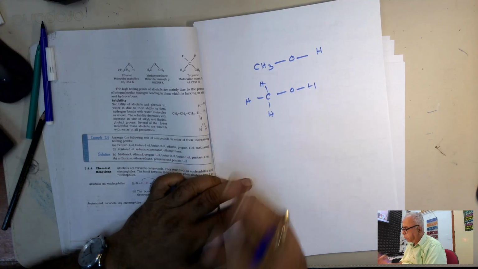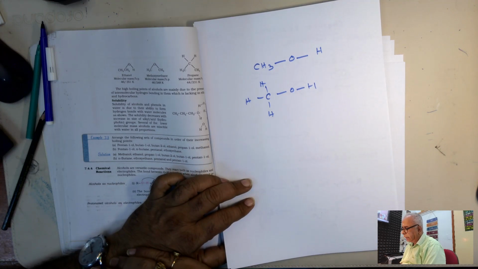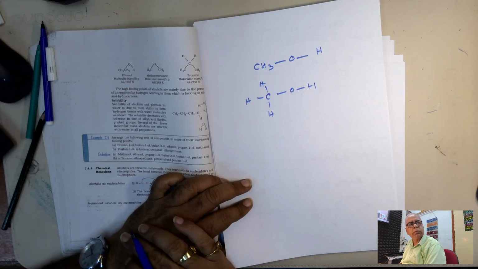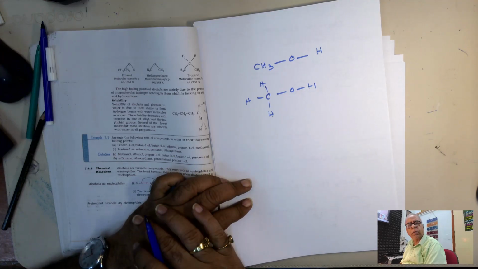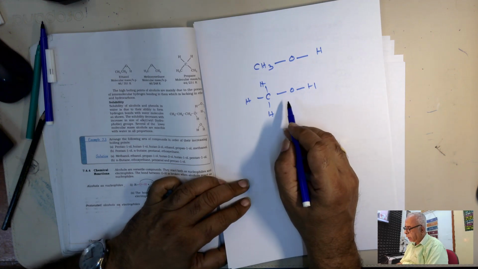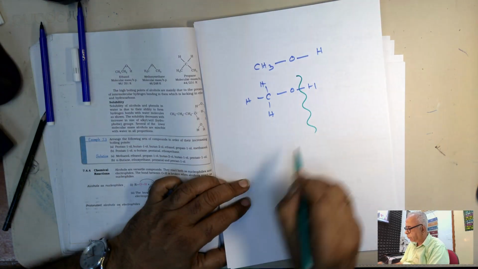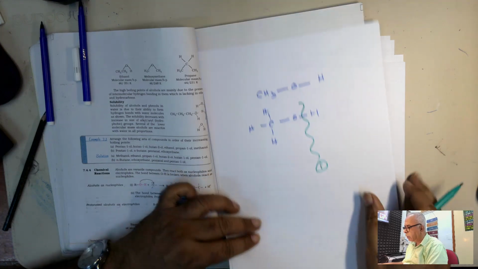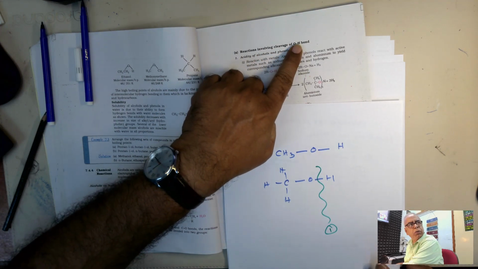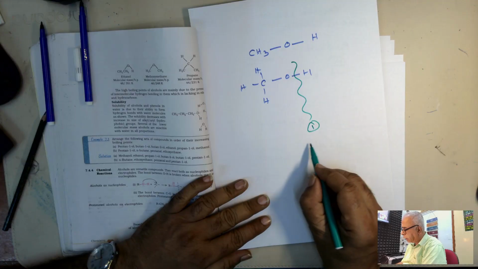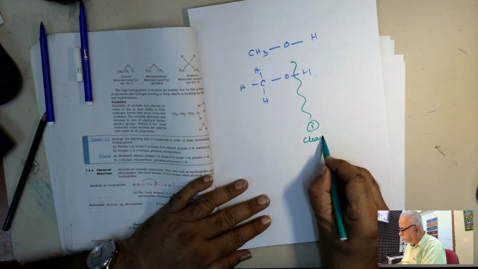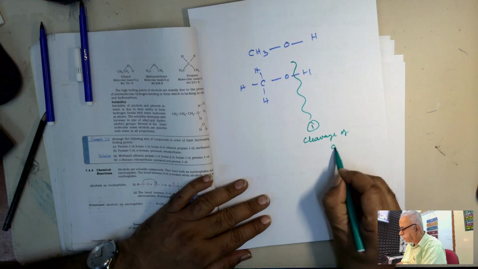So what are the possibilities of breaking the bond? After all, a chemical reaction is nothing but the cleavage of an old bond and the formation of a new bond. So in that case, either this OH bond can be broken. This is one type, and that is why we take reactions involving cleavage of the OH bond. Okay, please take down: reactions involving cleavage of the OH bond.